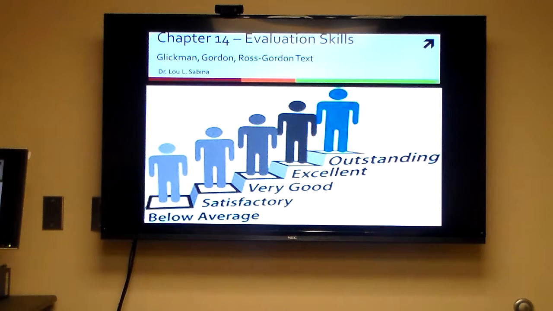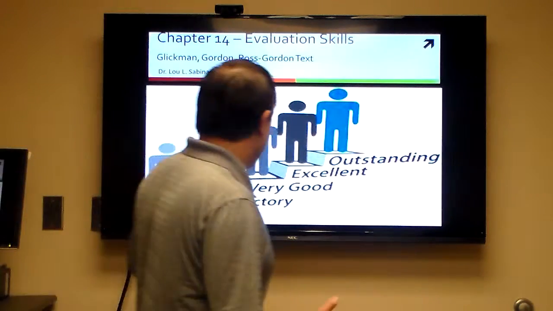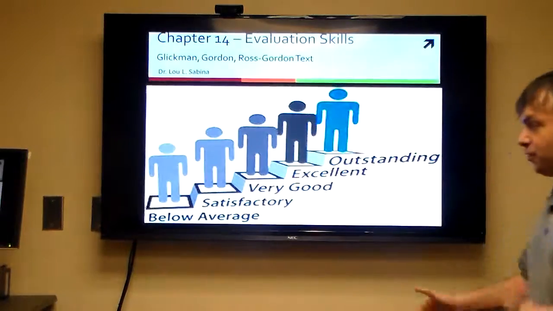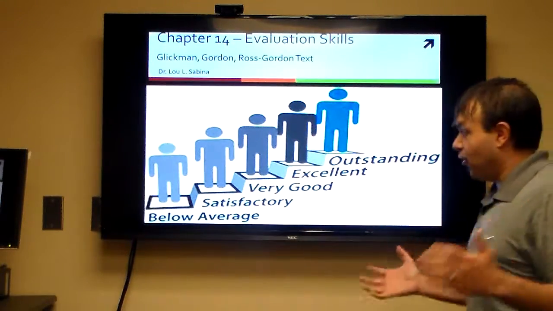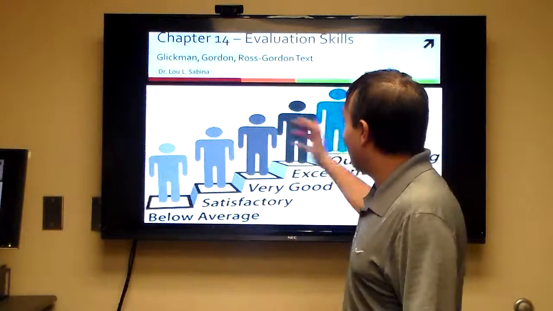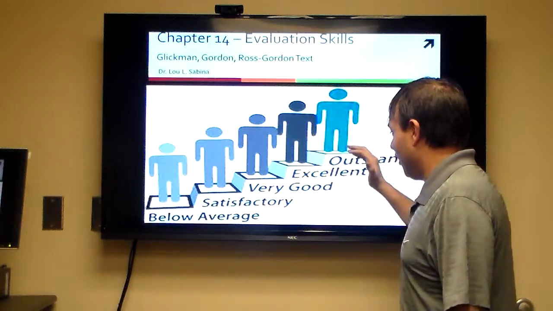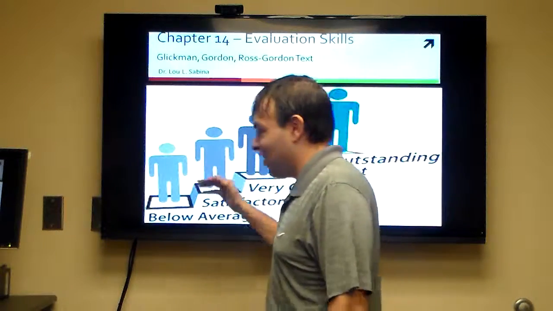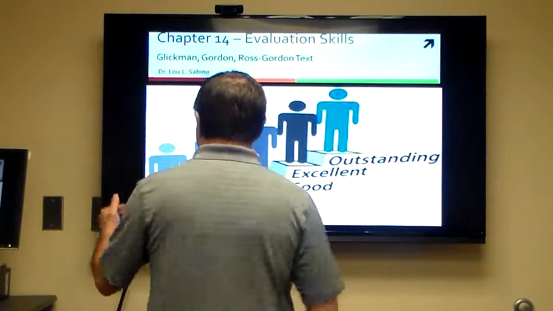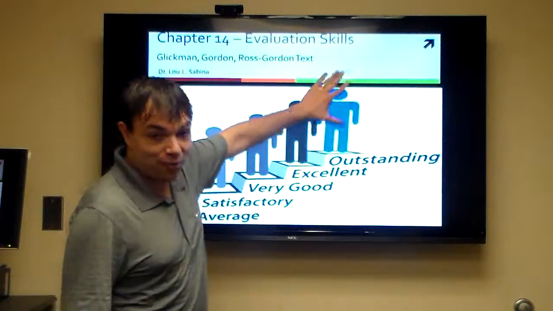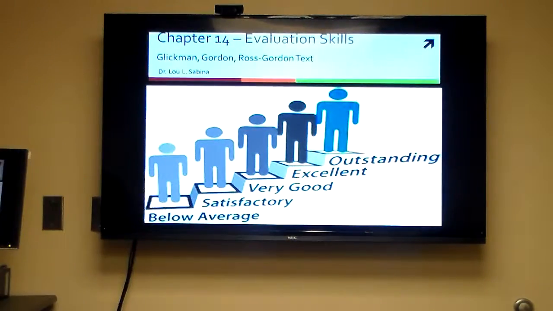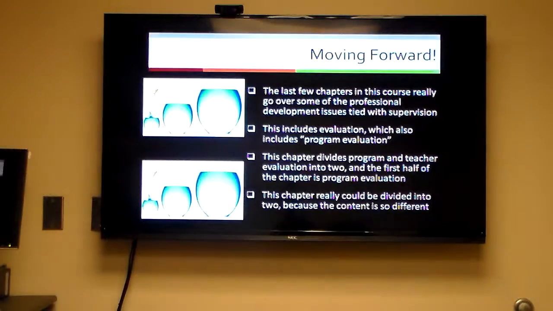Hi everybody, welcome to our work in the Glickman test, which is specifically going to look at evaluation skills. I like the graphic that I chose to put on here because unfortunately this is what our system has boiled down to and what evaluation looks like. This notion of what outstanding looks like: excellent, very good, satisfactory, and below average. All of us want to keep climbing the step and all of us want to land on outstanding. Well, we're going to talk about what that looks like in the form of observation and supervision.